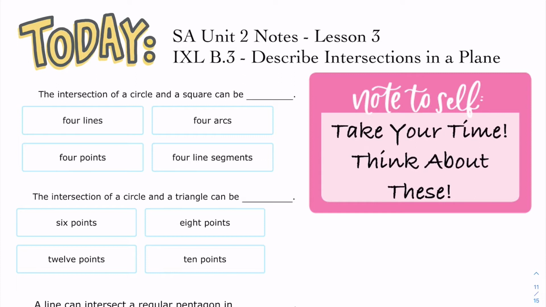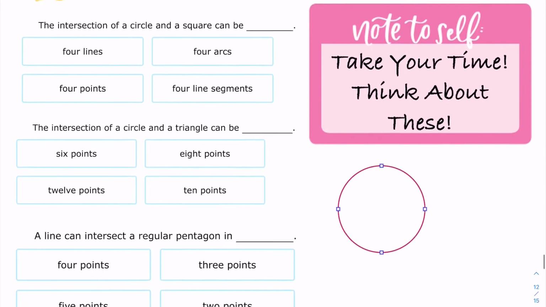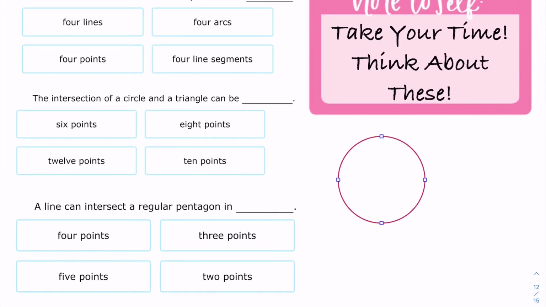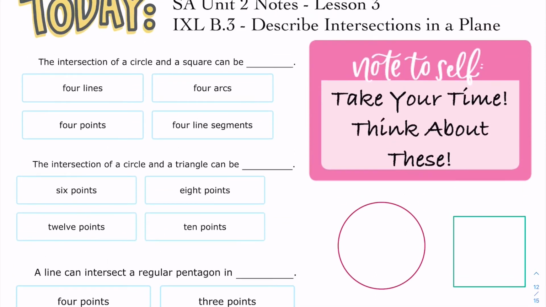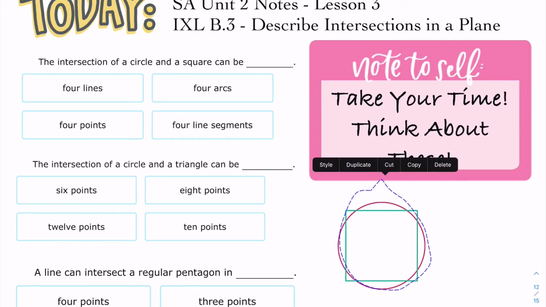So let's take a look at what the intersection of a circle and a square could be. So here we have a circle, and here we have a square. It's not really a square. That's a better square. And the question is, what could the intersection of a circle and a square look like? Could it be four lines? That's not really possible because they don't intersect at lines. They kind of intersect at, looks like points or arcs, right? Looks like there's only points. Could it be four arcs?